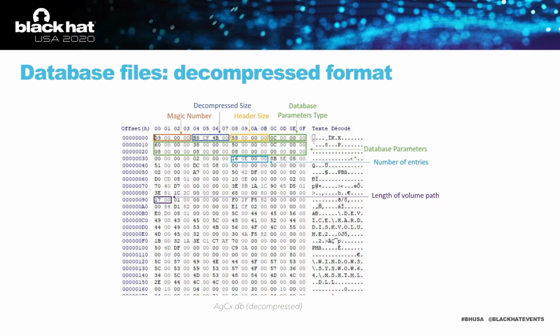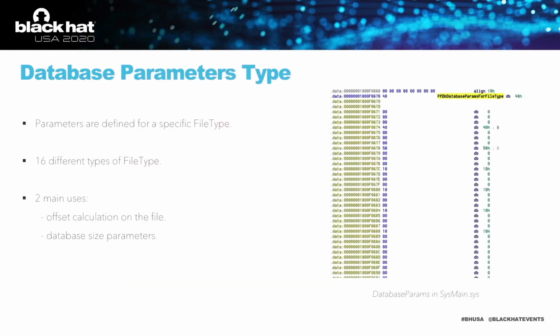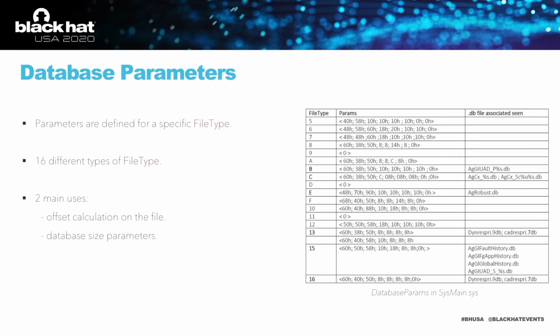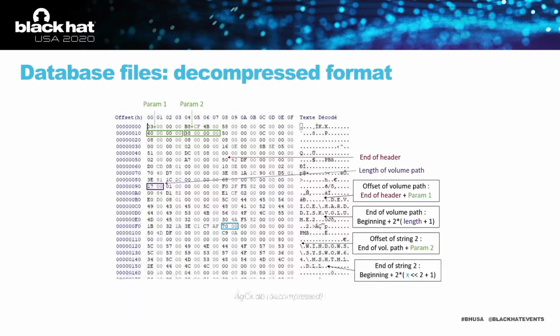And you've got the database parameter file type. Sysmain has an internal table of 16 sets of 8 numbers, which are the parameters. The parameter file type actually shows the index into this table to find the corresponding parameters. And those parameters have 2 major uses. The first one is offset calculation within the file, and the second one is setting some sizes into the corresponding internal database.